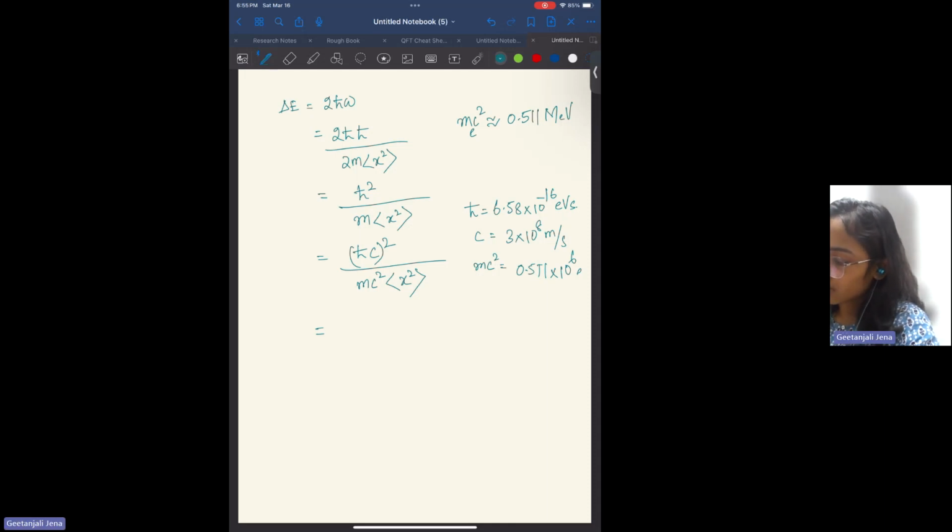Now if you put these values in this expression, then you will see that delta E will come around 7.62 electron volt. So this amount of energy will be required to excite the particle from ground state to the second excited state. Okay.